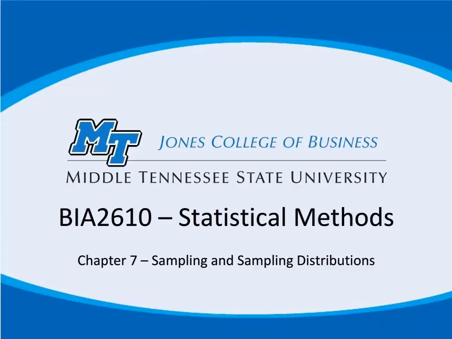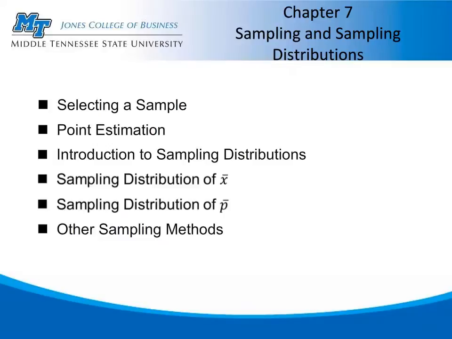Chapter 7 is where we start the statistical inference part of the course, and we'll begin with sampling and sampling distributions. Now, Chapter 7 covers selecting a sample. It also deals a little bit with point estimation. We'll get more into the concept of estimation itself in Chapter 8, when we start doing confidence interval estimates. But the big deal in Chapter 7 is the introduction to sampling distributions.